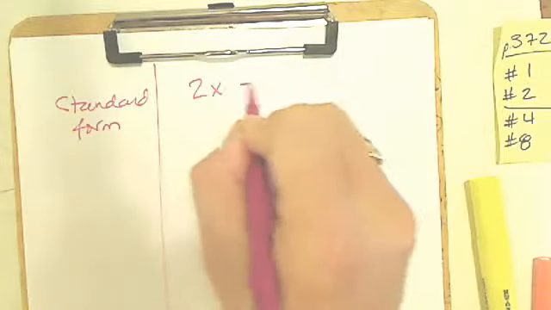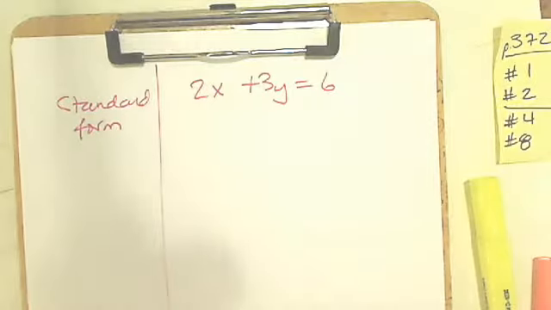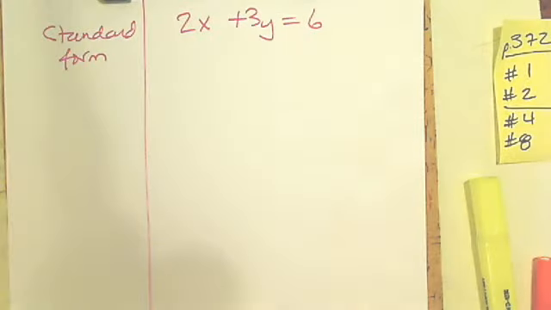Now, let's make this even more tricky. Let's now solve for the standard form. 2x plus 3y equals 6. The difference is that now you have to solve. What's wrong with that equation? It's in standard form. But what do I need to solve for? Solve for y. Just y only. That's how you graph a line.